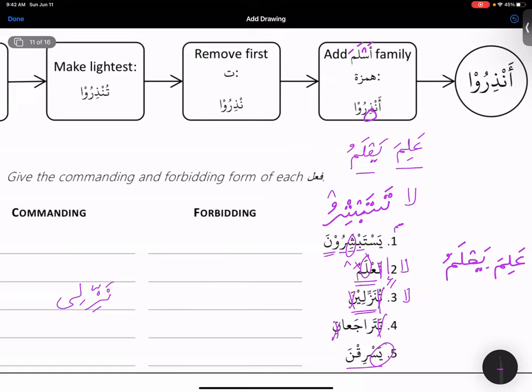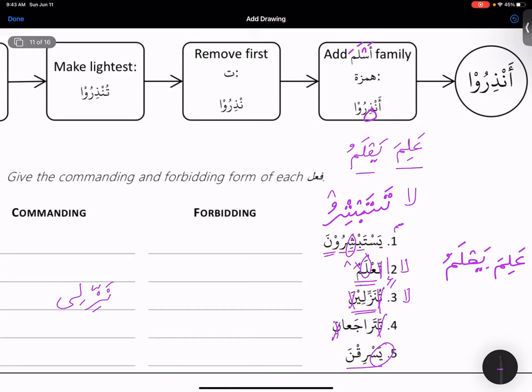Madi, mudari, amar, nahi, right? So do all this practice. That is going to make you strong, and that will keep you going. Otherwise, you're going to just leave. Okay, so this is really important.